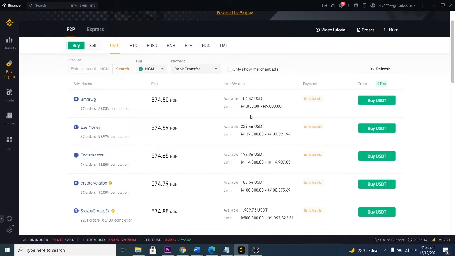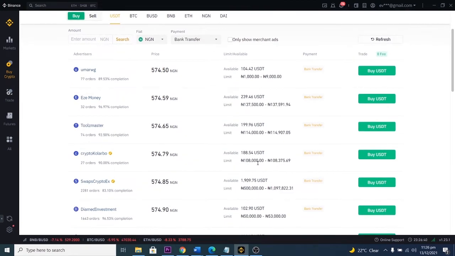But now look at it. This one is only selling in small quantity. It's selling for people who want to buy from 1,000 to 9,000, and this one is selling for people who want to buy from 137,500 to 137,591. And this one is selling from 114,000 to 114,907.